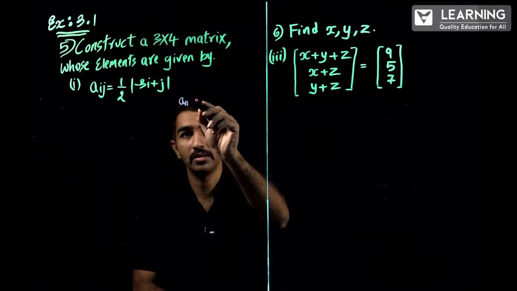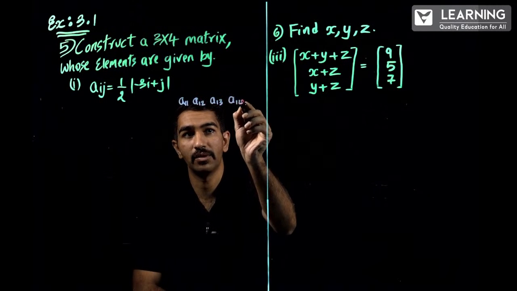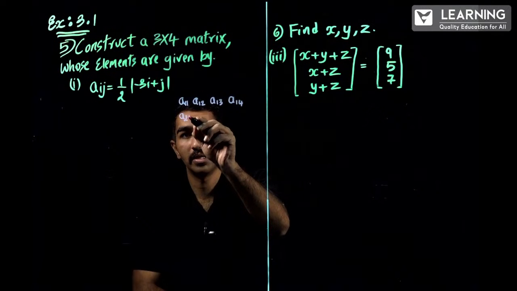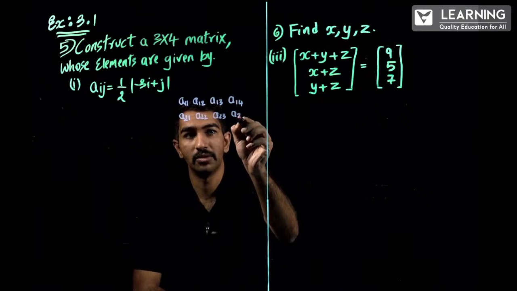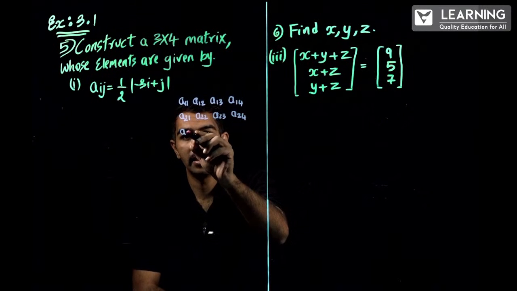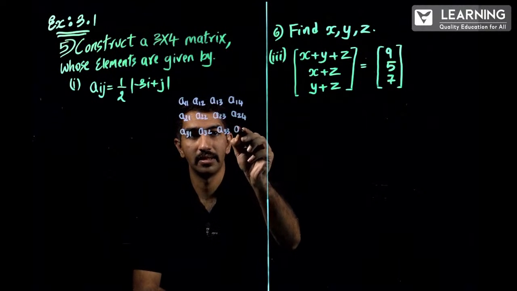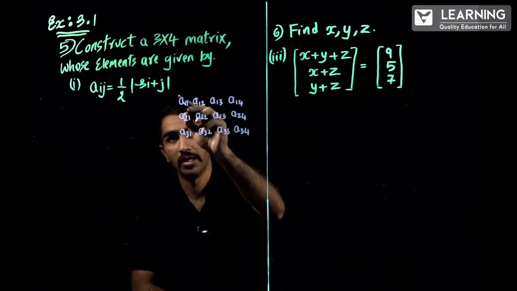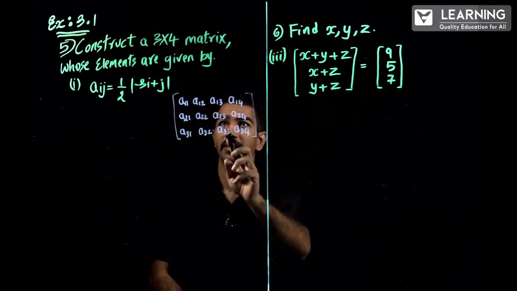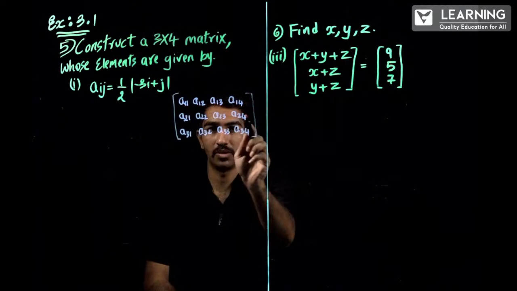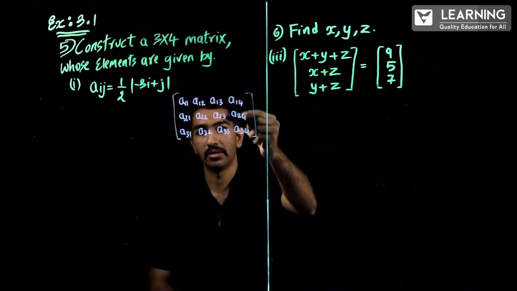So A11, A12, A13, A14, A21, A22, A23, A24, A31, A32, A33 and A34. So these will be what? So 3 cross 4 matrix, right? How many elements? 3 rows, 1, 2, 3. 4 columns, 1, 2, 3 and 4.